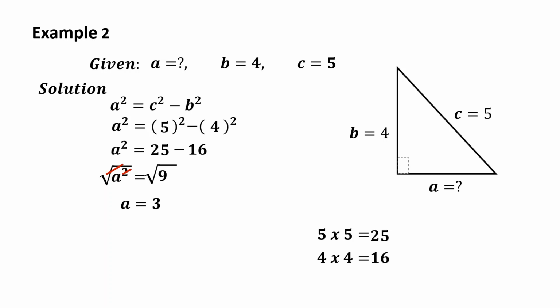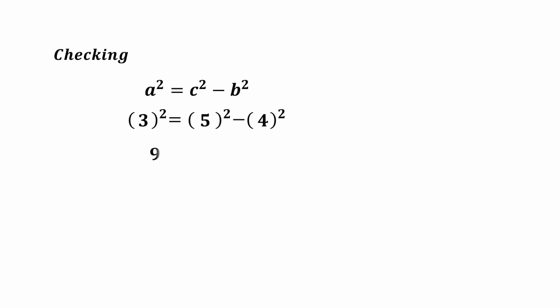We got it? We can check if 3 is the value or length of the base using the formula a square is equal to c square minus b square. Next, we will substitute the values of a, b and c. So, we have 3 squared is equal to 5 squared minus 4 squared. Then, it becomes 9 is equal to 25 minus 16. Then, 25 minus 16 is equal to 9. So, we have 9 is equal to 9. Therefore, the value or length of the base is 3.